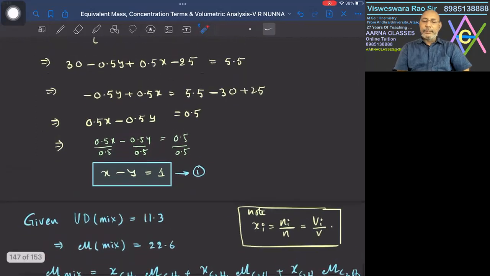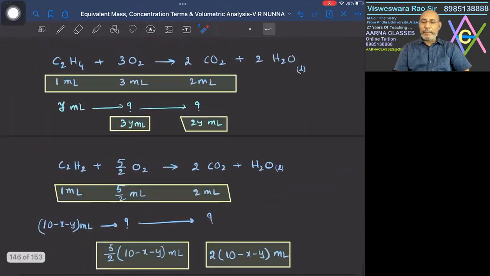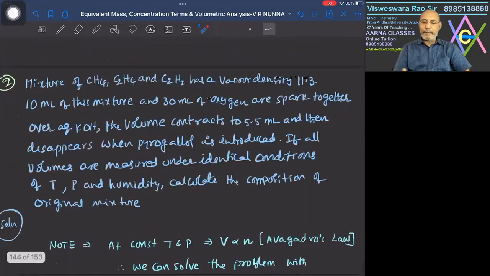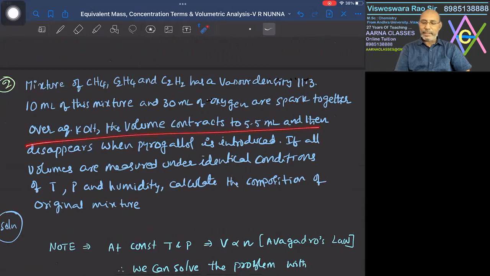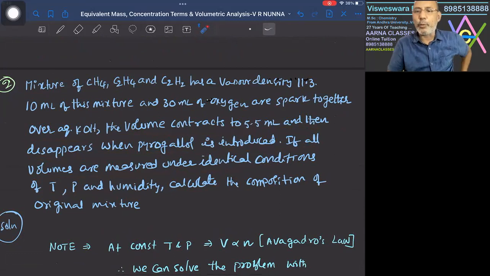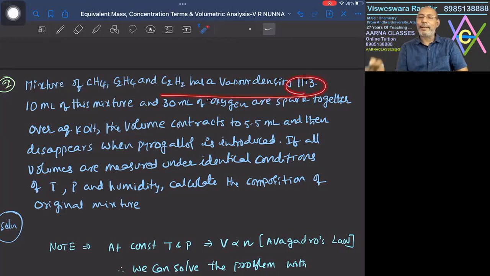Now you see, I used this information. Whatever the paper setter gave, that means this entire information I used already. I don't have any other information to get another equation, but I have to get another equation. Two variables are there, x and y. To find the two variables, I need two equations. I got just one equation. To get another equation in terms of x and y, I have to look for another data given by the paper setter, and I am focusing on this 11.3.